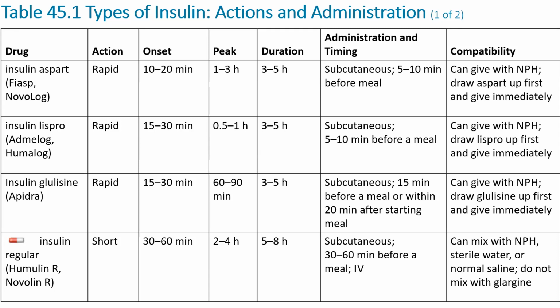Like the top three medications, either the insulin Aspart, Lispro, or Glulisine, they're all rapid. But the first one, the insulin Aspart, the onset is 10 to 20 minutes. The second one is 15 to 30, and then the third one is the same thing. But again, these are just tiny or minor differences among them.